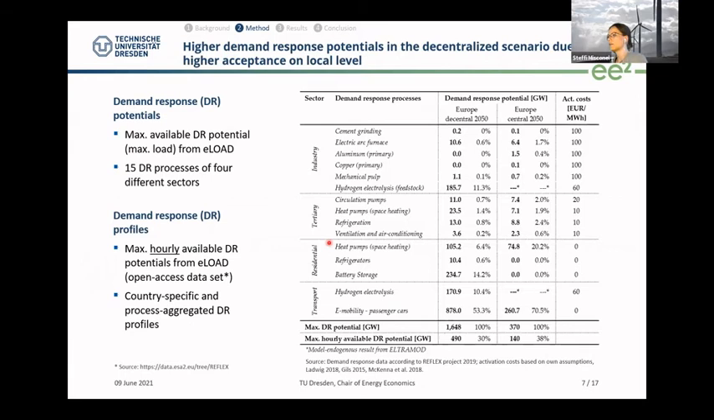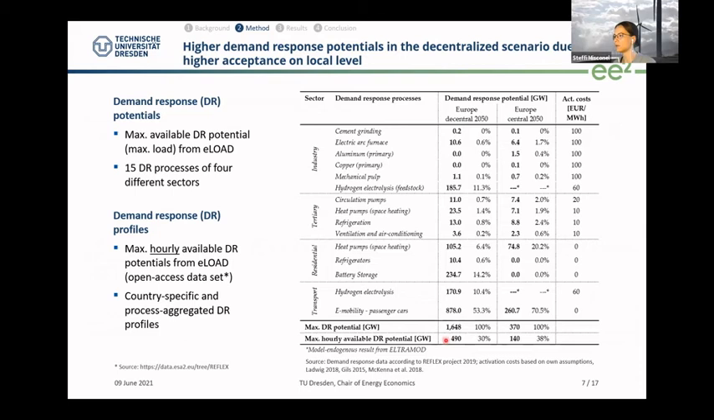The different assumptions regarding the penetration and participation of technologies available for load shifting measures result in significant differences regarding the potential of demand response in both scenarios. Here we considered 15 different demand response processes in four different sectors: the industry, the tertiary, the residential, and the transport sector. And as I mentioned two slides before, the maximum hourly available demand response potential, which is technically available, is higher in the decentralized scenario.